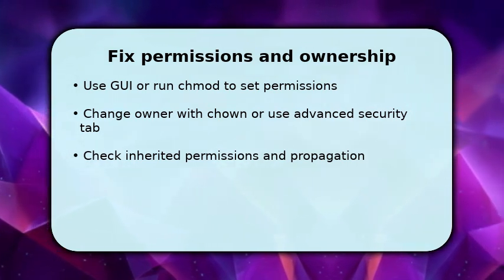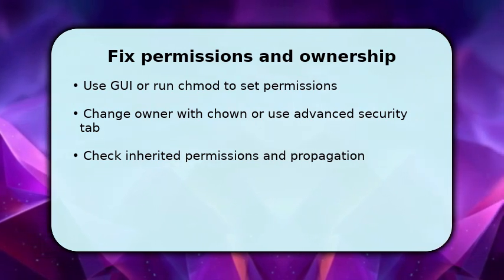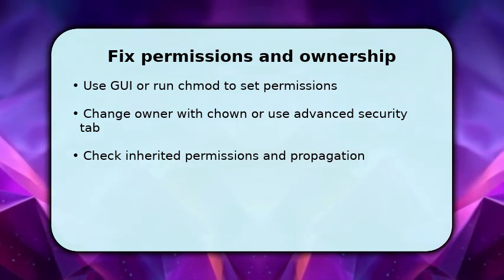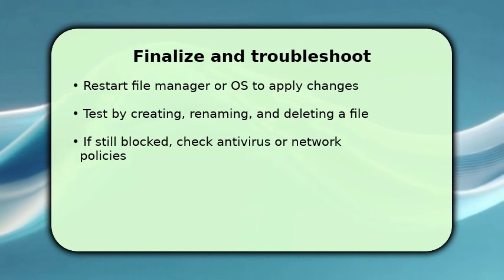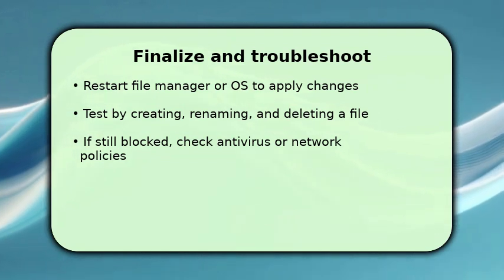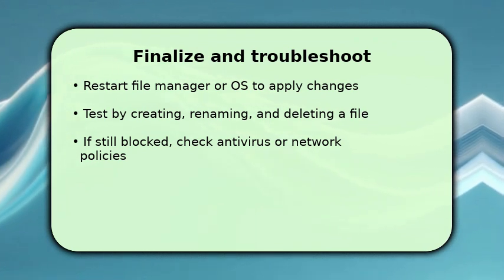If access is not fixed, force the environment to refresh: restart the file manager or reboot your system so cached ACLs clear and changes take effect. Then test access by creating, renaming, and deleting a small file in the folder. Successful operations confirm the fix.